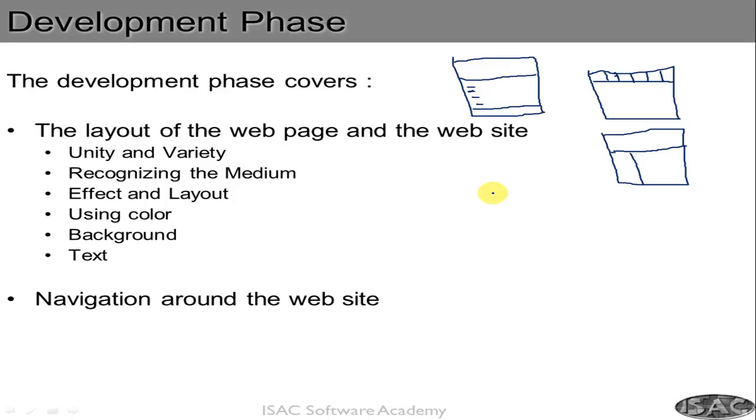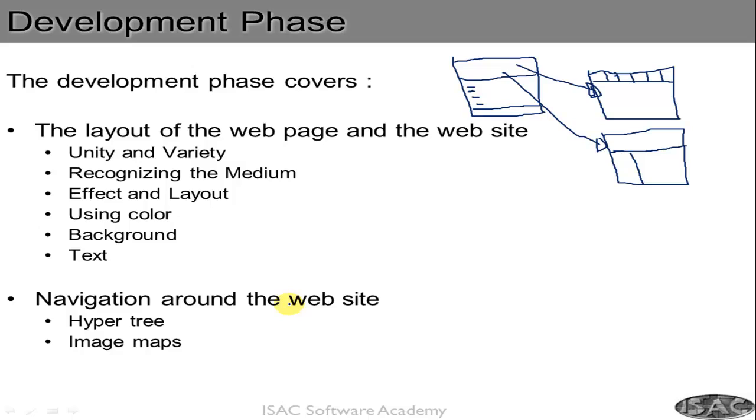Text: what is the text, font, color, and everything? That is what you have to do. The next thing we have to do in the development phase is linking all these pages. How will this page come from here to here? How do you link these pages? Linking the pages is called navigation around the website. For that, you have to create a hypertree, a tree structure showing that this page links to this page, which links to this, and all of that. That is called the hypertree structure.